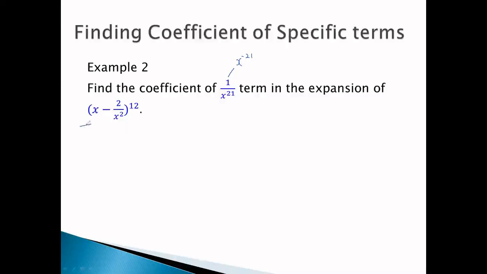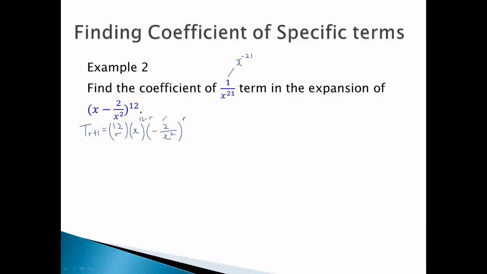So general term, T r plus 1 equals, power 12, so 12 choose r, x, minus 2 over x squared. r comes up to the power here of the second term, and here is 12 minus r. Okay, but the problem is if I want my x to be power negative 21, I cannot have an x in the first term and an x in the second term. I need to somehow join these two up. So how do I do that?